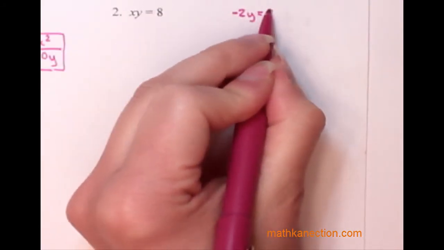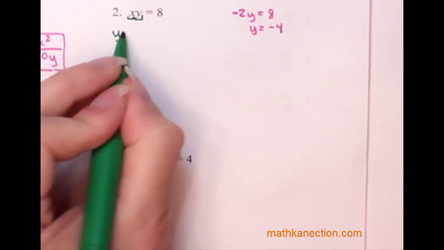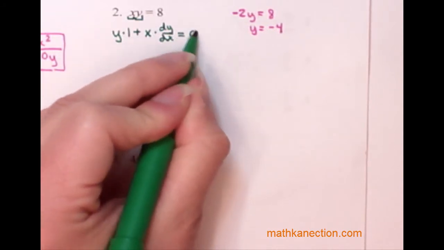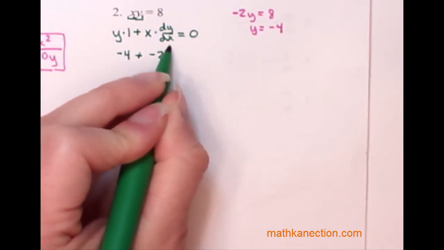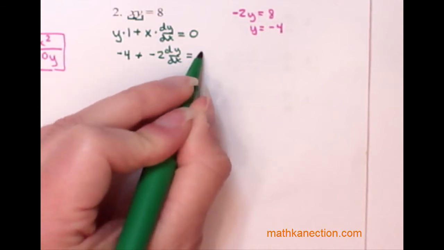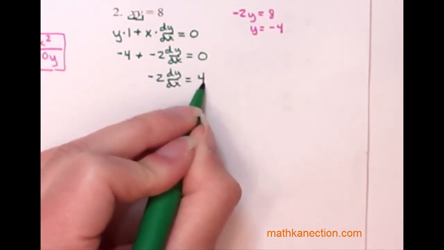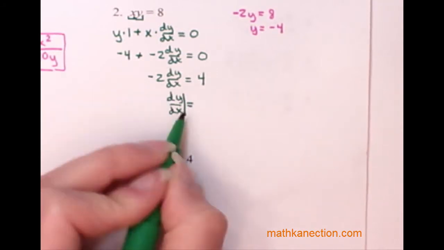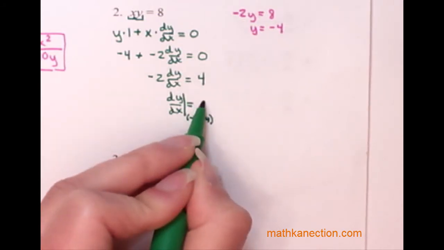Substituting in negative 2 for x, solving for y to get negative 4. Then the product rule, which is y times the derivative of x, which is 1, plus x times the derivative of y, dy/dx, is equal to derivative of 8 is 0. Substituting in negative 4 for y and negative 2 in for x. Then solving for dy/dx to get dy/dx at the point negative 2 comma negative 4 is equal to negative 2.